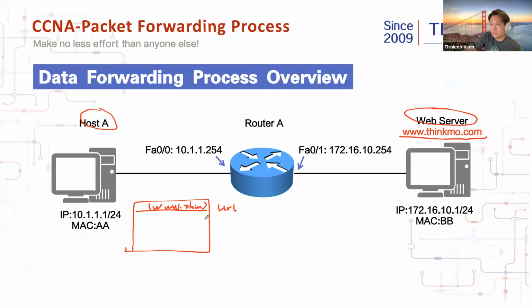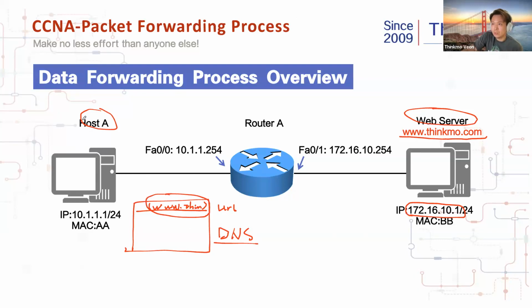So in this situation, host A will start to do a domain name translation, which is where the DNS server comes in. Host A will look for the DNS server to translate this URL into an IP address, which is this IP address. This is the initial part that host A is going to do.